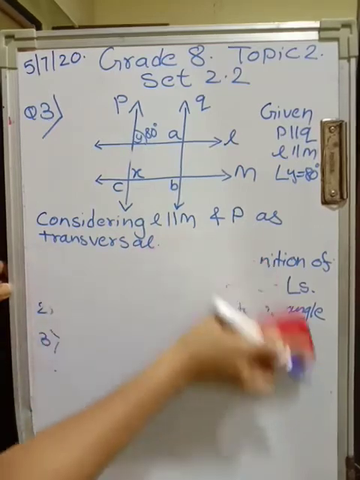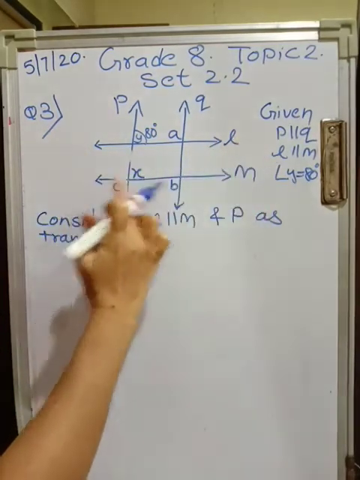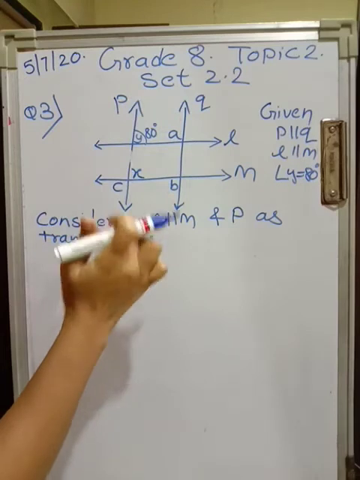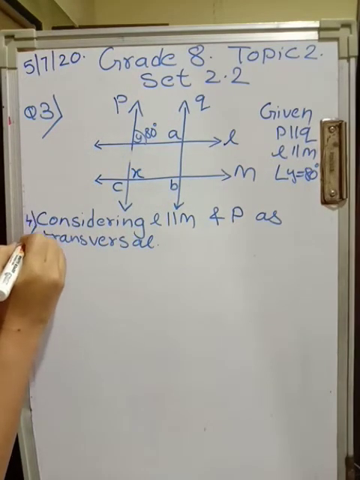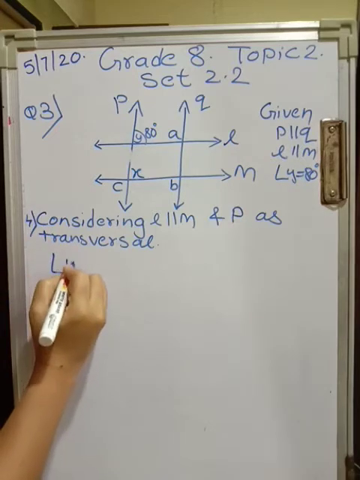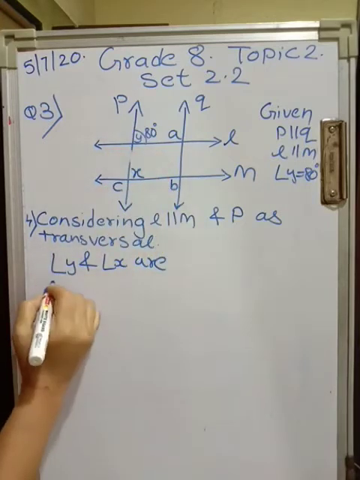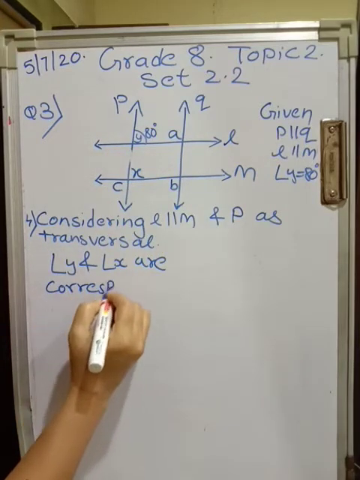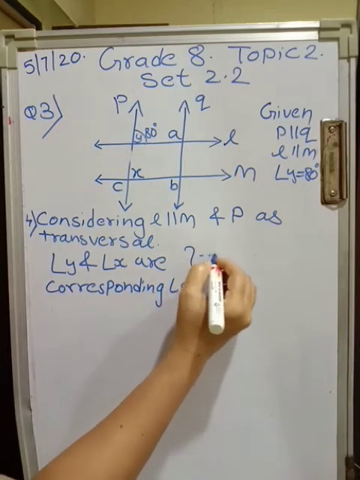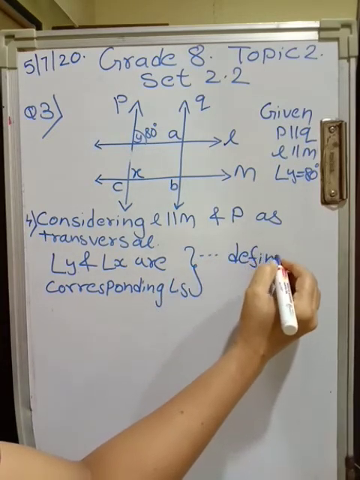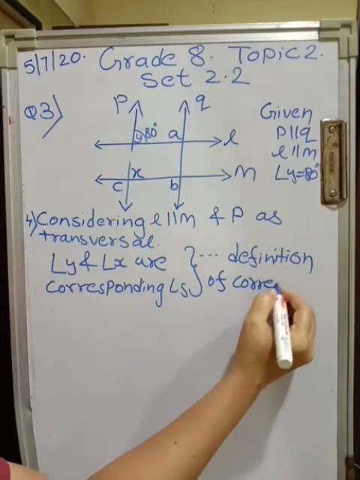Now see quickly. Now L is parallel to M and P is transversal. So angle Y and X are which type of angles? So this is fourth, we are writing step. Fourth, angle Y and angle X are corresponding angles. You can see that they are corresponding angles. What is the reason? By definition of corresponding angles.